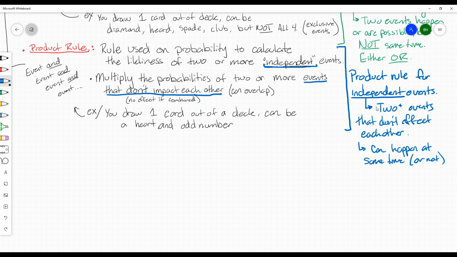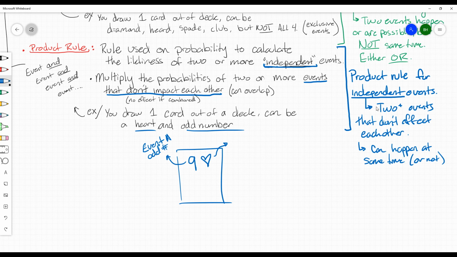So for example, here the product rule, if I wanted to draw a heart and an odd number, I could have the 8 of hearts as a card. Having an 8 Oh, I'm sorry. I wish 8 was an odd number. Let's say it's the 9 of hearts. So here, 9 is an odd number, so the event would be an odd number. And then here, another event, so this could be like event A, for instance. And then the other event could be a heart. So these two events can happen at the exact same time.